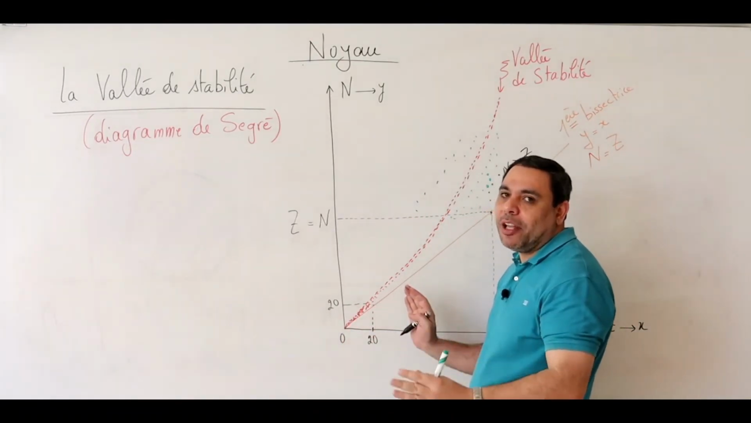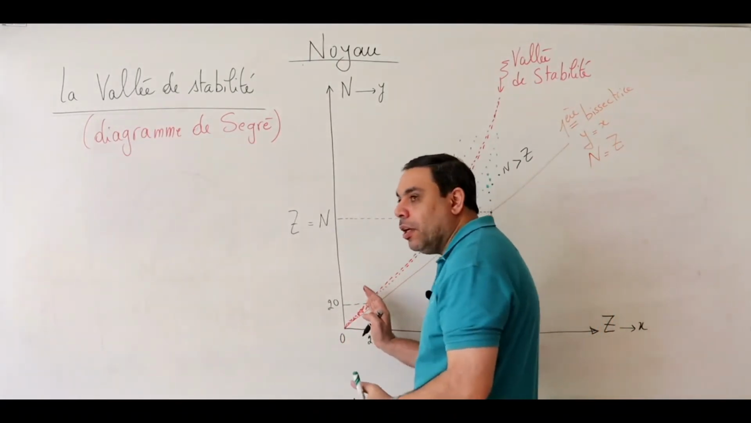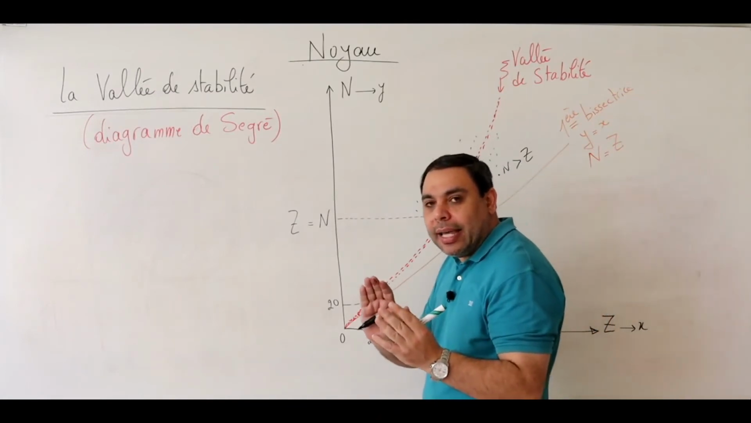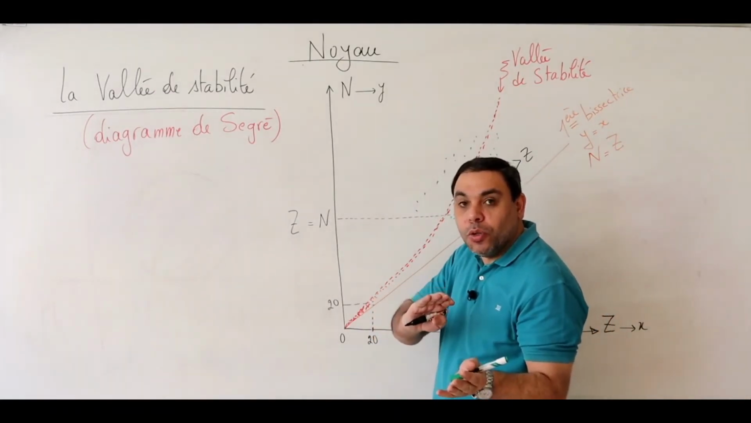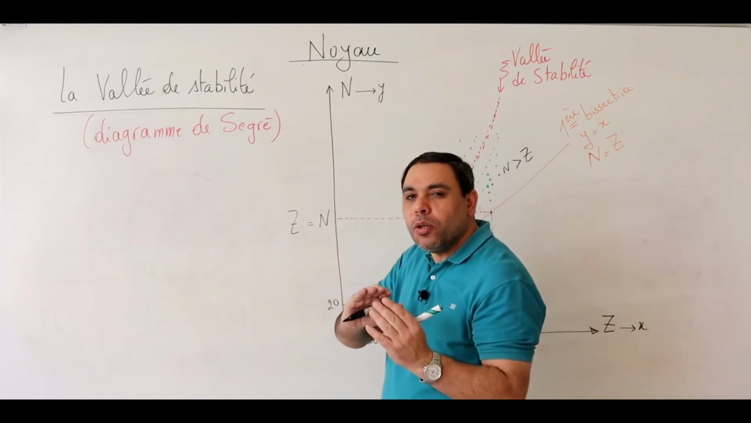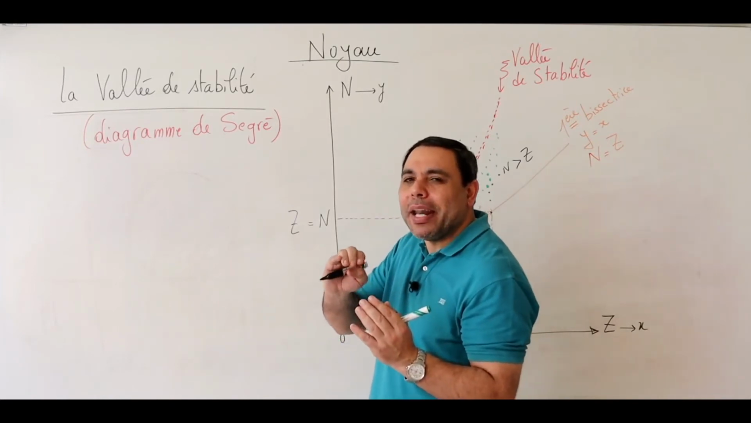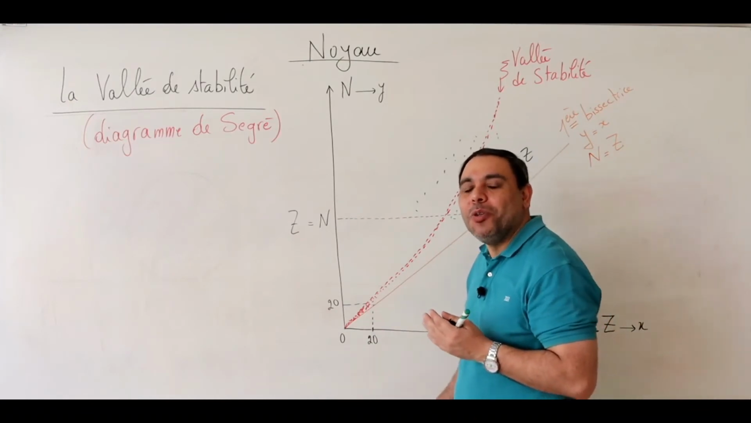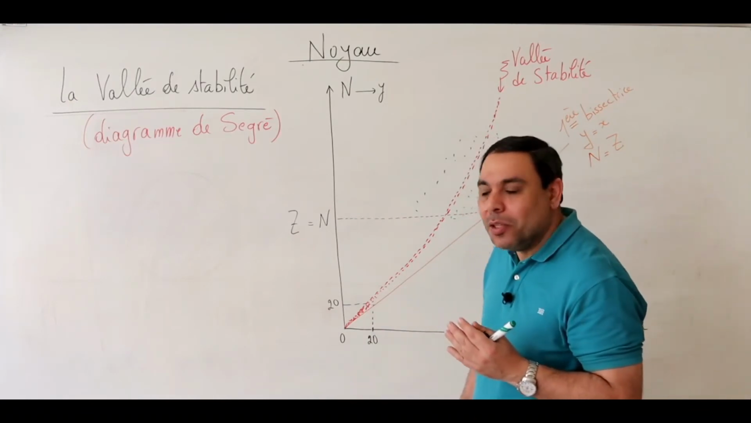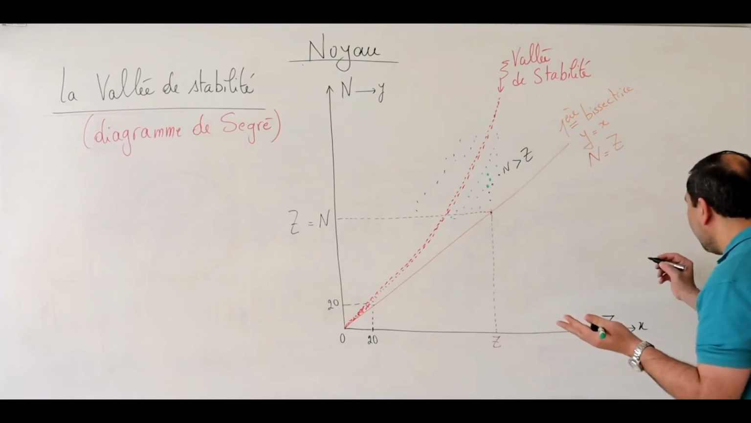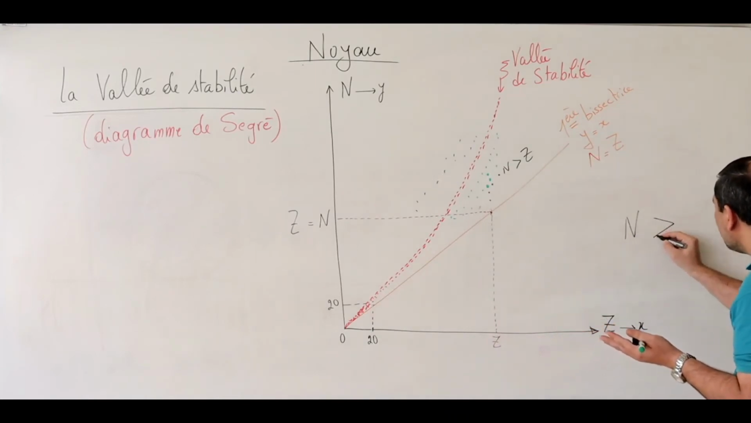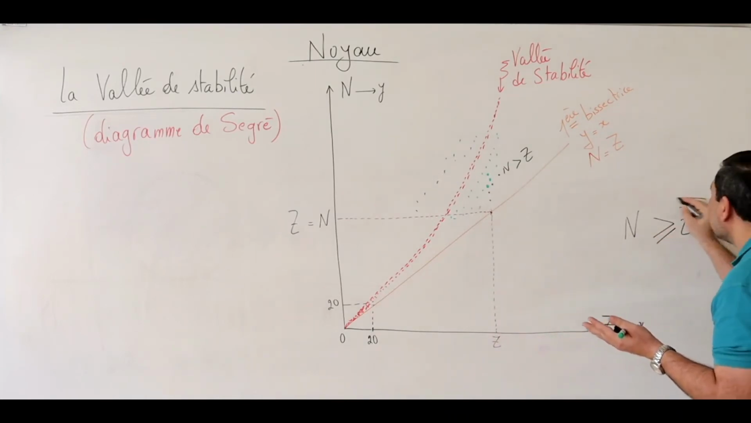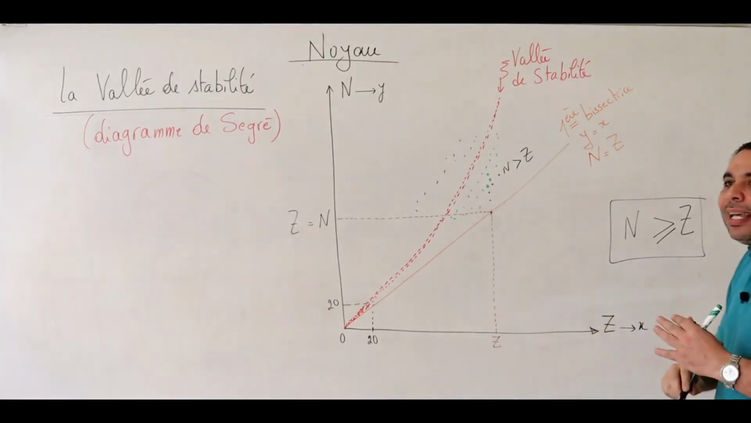For Z less than 20, the number of protons equals the number of neutrons, or the number of neutrons is slightly greater than the number of protons. We can come to the conclusion that N is greater than or equal to Z for all nuclei.